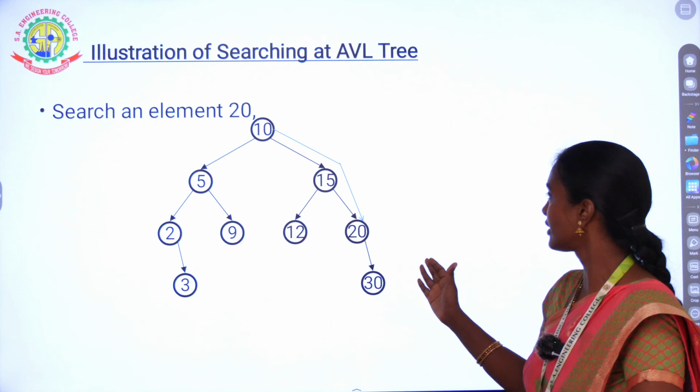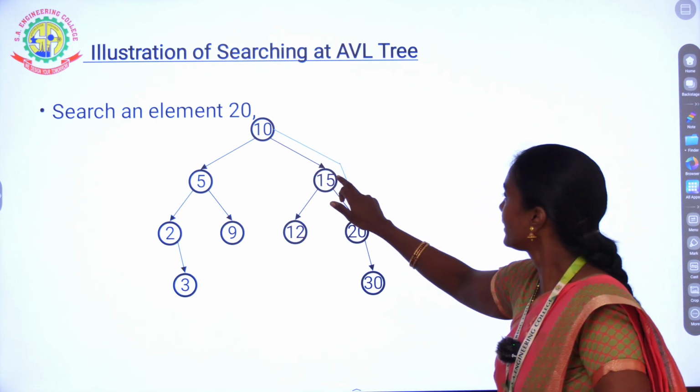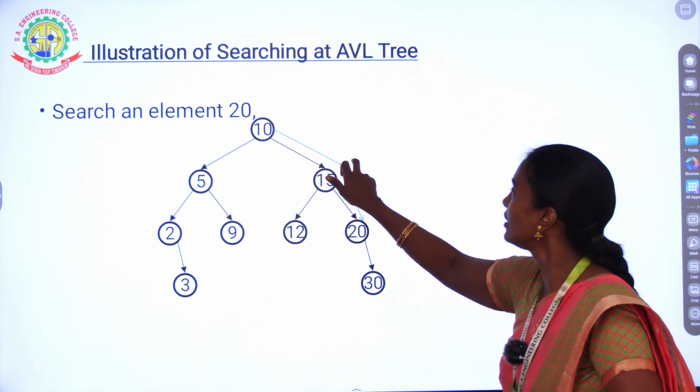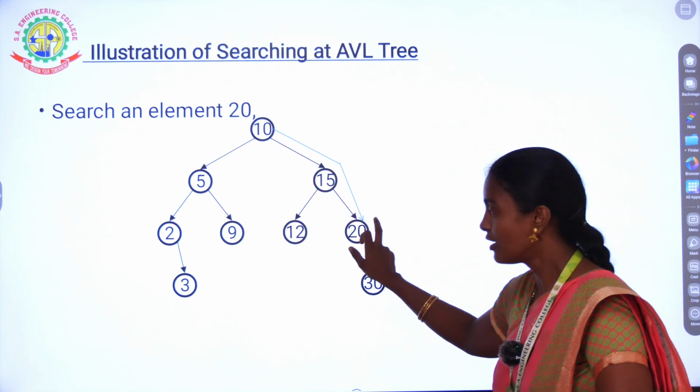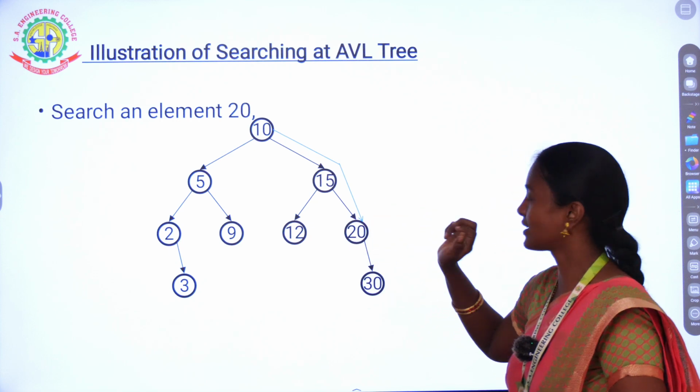Is it greater than the root node? So move to the first node. Here 15, we have to find the node which is 20. Which is greater than 15? So we again move here, and so we find the element 20.